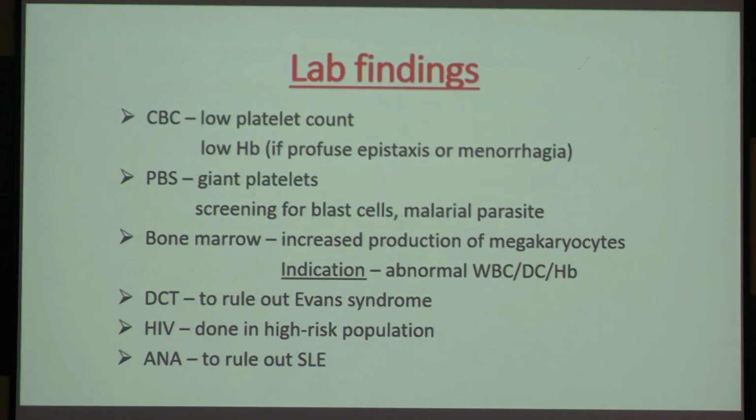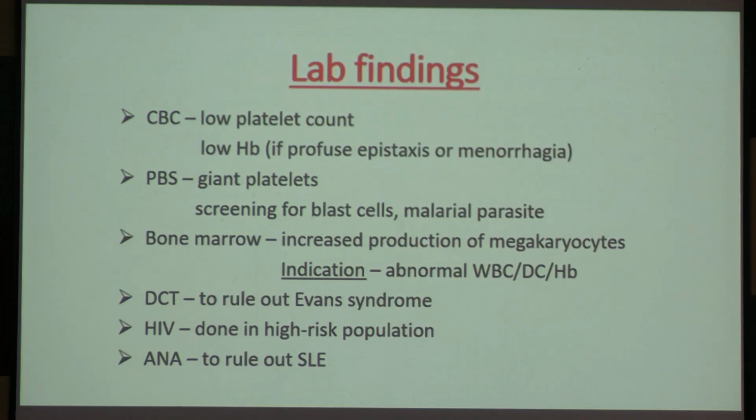Lab investigations. First, we will do a complete blood count. We will find the platelet count is low. If there is severe bleeding, then hemoglobin will also be low. In the peripheral smear, we will see giant platelets. And we will also screen for any blast cells or malarial parasite in the PBS, because one differential is leukemia. So, we will have to look out for blast cells.